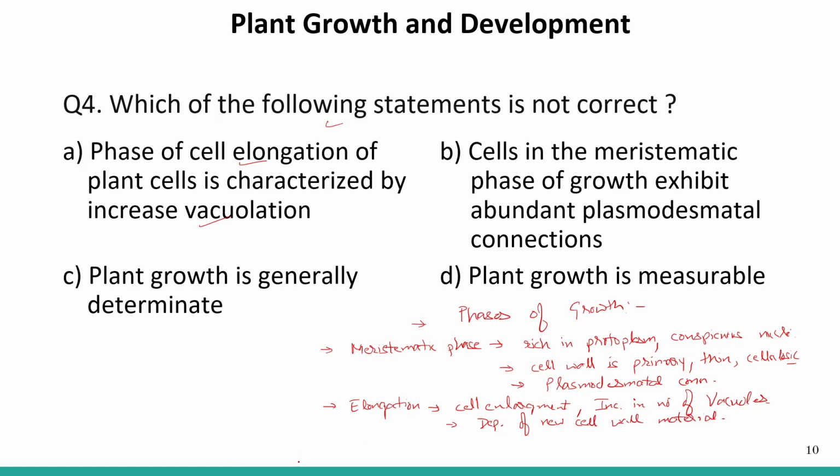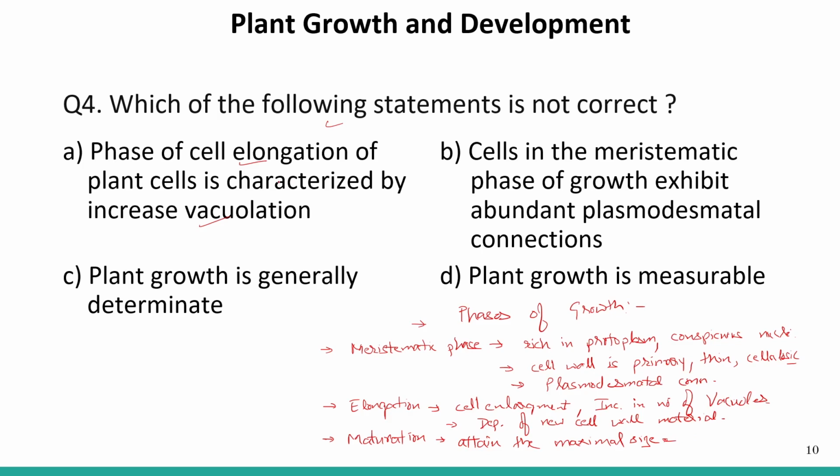Okay, and then the last phase is the maturation phase. During the maturation phase, what happens? The cells have attained the maximum size. Okay, maximal size, in terms of what? Cell wall deposition and protoplasmic modification.